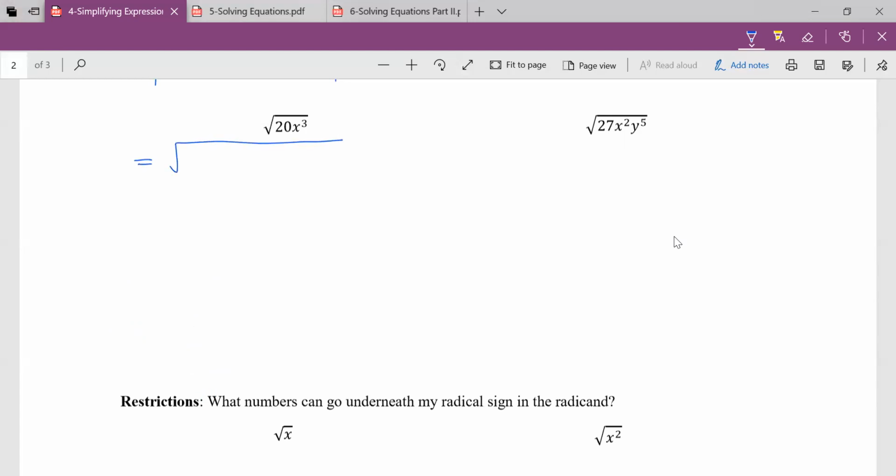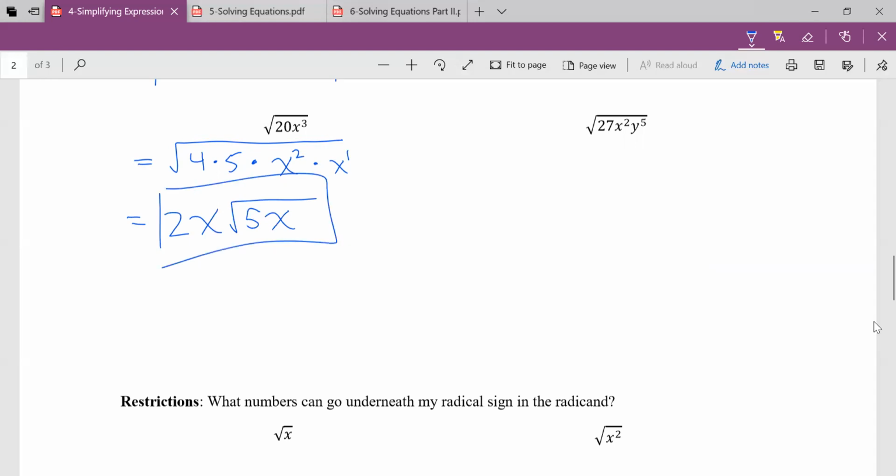Well, 20 we know how to take care of. That's 4 times 5. My friends, what we'll do for x cubed is the same thing that we just did with the 20. We're going to break it up into 2 factors that I can take the square root of, like that. So now I say to myself, the square root of 4 is 2. The square root of x squared is x. And I'm left with 5 root x.